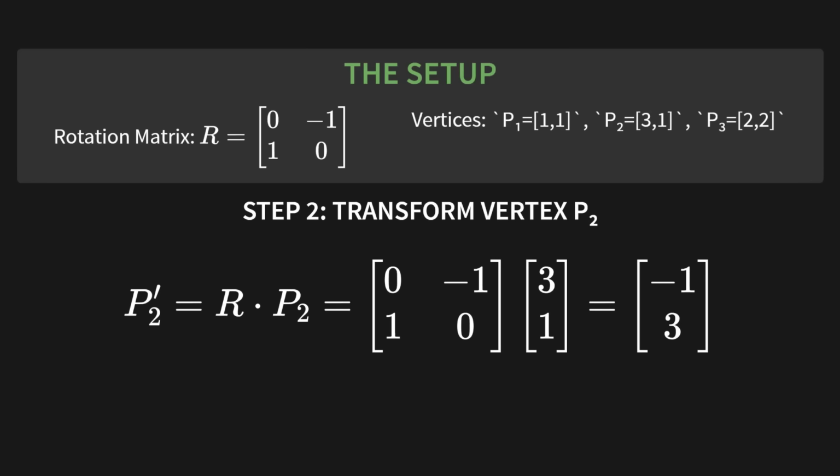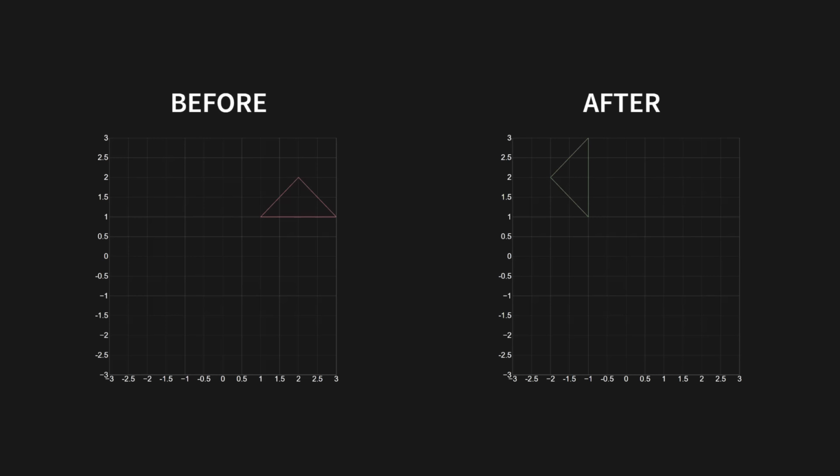Step 2. Transform vertex P2. Same deal. P2 prime is R times P2, our matrix times the vector 3, 1. And that gives us the vector -1, 3. The new point P2 prime is at -1, 3. Step 3. And finally, transform vertex P3. P3 prime is R times P3. That's our matrix times the vector 2, 2. The result is -2, 2. The new point P3 prime is at -2, 2. Look at that. We have the before triangle and the after triangle. A perfect rotation.